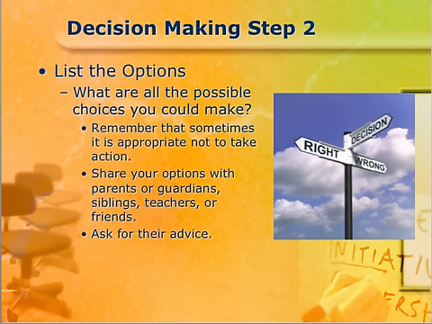Step 2. List the options. Once the situation has been determined, now it's time to present the options. Take time to think about as many options as possible, remembering that there are always multiple options. Ask for advice from parents, guardians, friends, teachers, mentors, other trusted people, keeping in mind that there are times when it is most appropriate not to take any action at all. The more advice obtained, the better chance there is of making the correct decision.